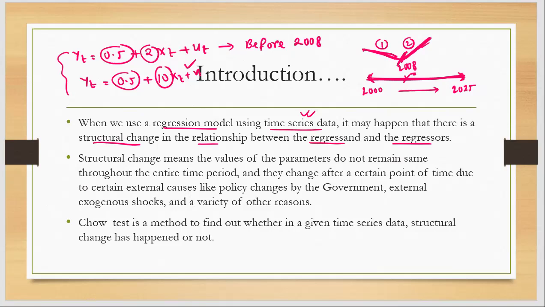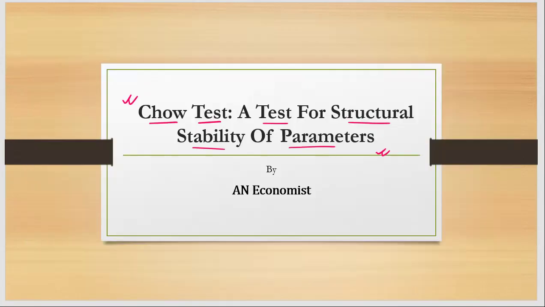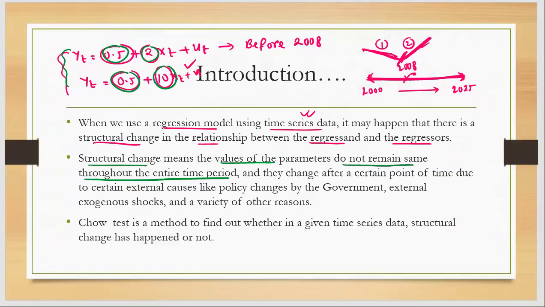Now see, what is a structural change? Here I have said that structural change means the values of the parameters do not remain the same throughout the entire time period. If you see this example, the value of the parameters are changing. That is why, see, here I have mentioned a test for structural stability of the parameters. Structural stability of what? Structural stability of the parameters. That is why we are saying the parameter values are changing, right?